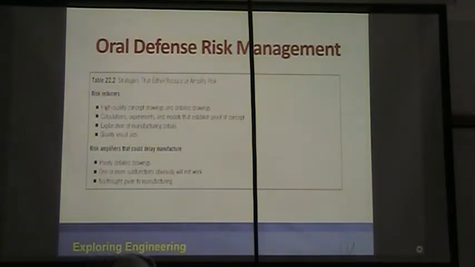All right, so table 25.2 tells us that we have strategies to reduce risk or ramp up, amplify the risk. Reducing the risk, we can use high quality concept drawings and detailed drawings. Okay, fantastic. We can use calculations, experiments, and models that establish proof of concept, explanation of manufacturing details, and quality visual aids. So in other words, the better our presentation looks, the more complete it is, the less risk there is.